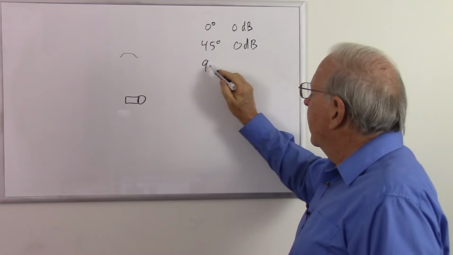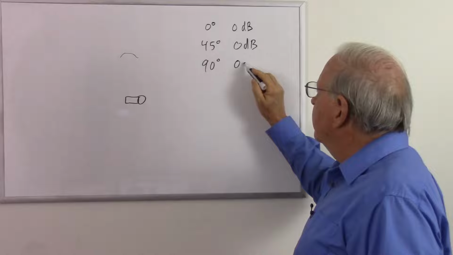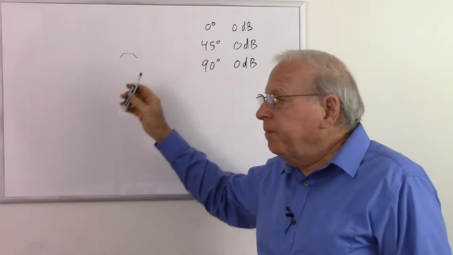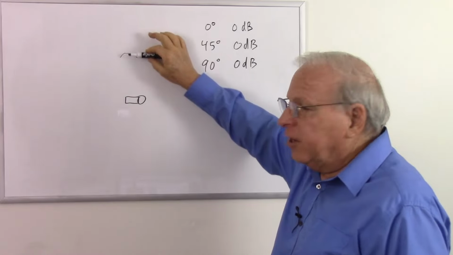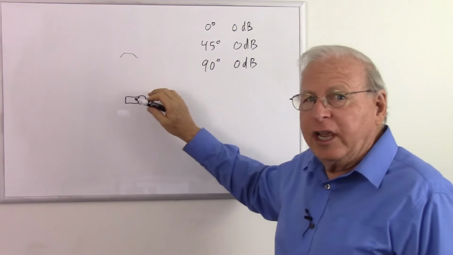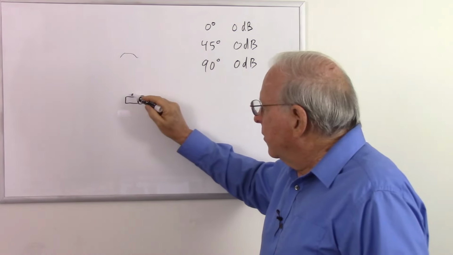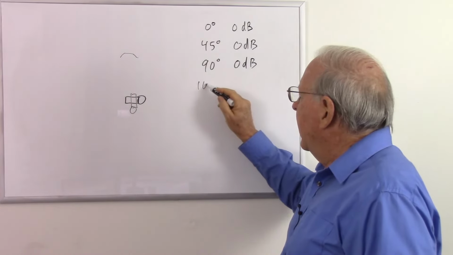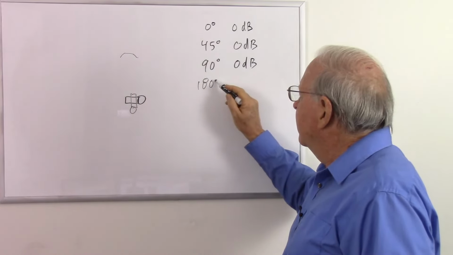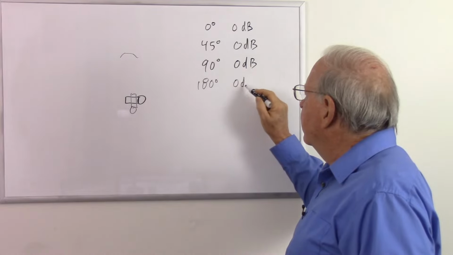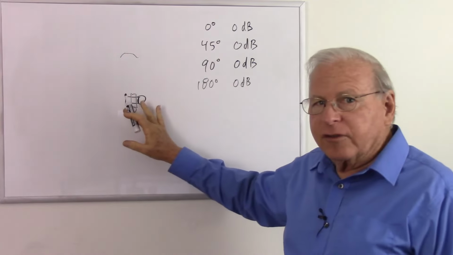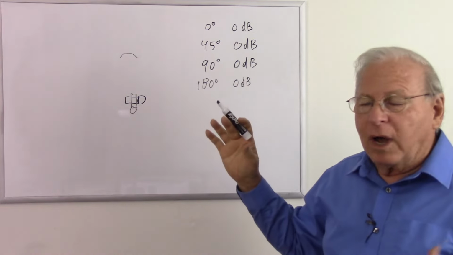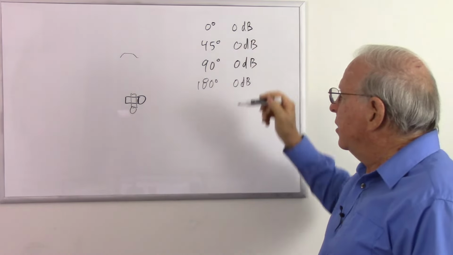And at 90 degrees, we still have 0 dB. So what's that telling us? That's telling us that as we rotate the microphone, its sensitivity to the sound coming from that source is not changing. And let's say we turn that around and point it directly away, and we still get, at 180 degrees, we still have 0 dB. So the signal doesn't get louder, it doesn't get quieter, it stays at the 1 milliwatt that we've set as our 0 dB point.